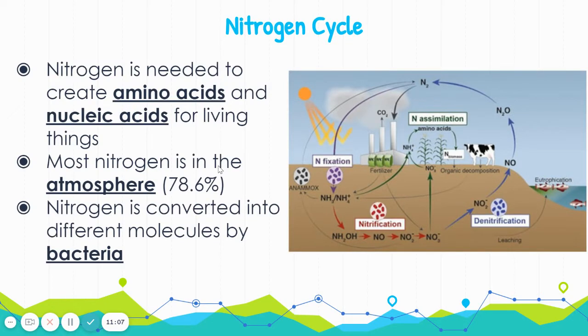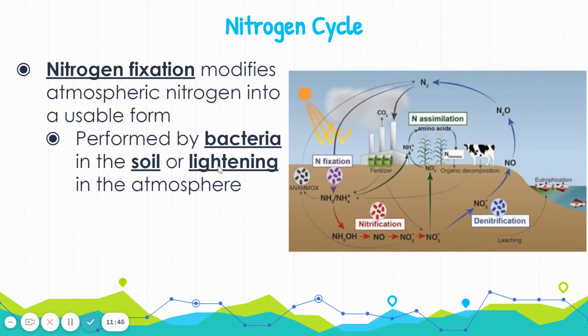All right, the nitrogen cycle. The nitrogen is needed to create amino acids and nucleic acids for different living things. Most of the nitrogen is in the atmosphere, so about 78.6 or about 79% of the atmosphere is made of nitrogen. That's where most of Earth's nitrogen is found. The issue with nitrogen in the atmosphere is that it's not in a form that living things can use. So nitrogen has to be converted into different molecules, and bacteria are mostly responsible for those processes. So bacteria are really key in the nitrogen cycle.